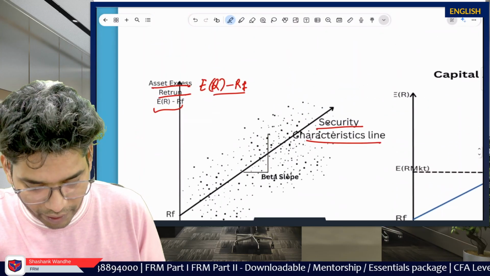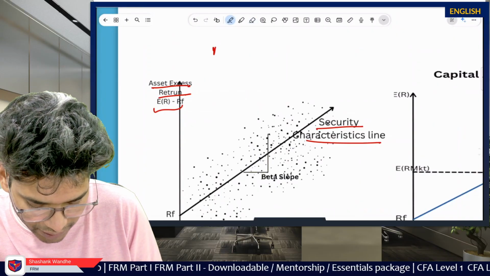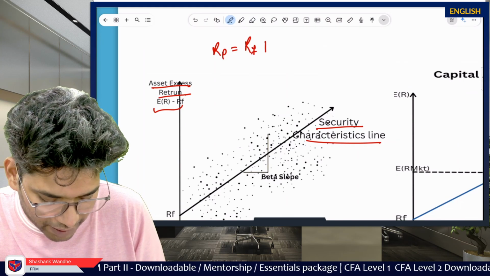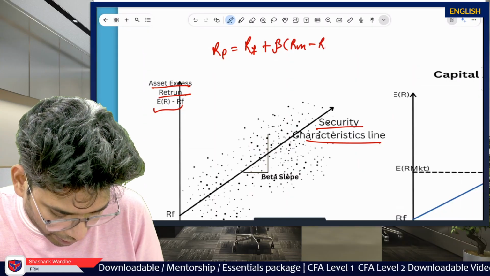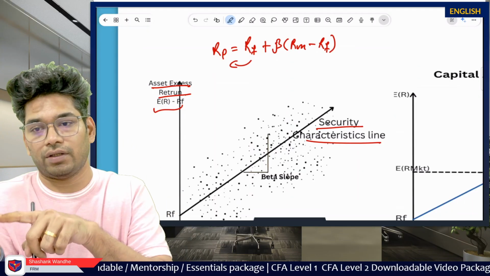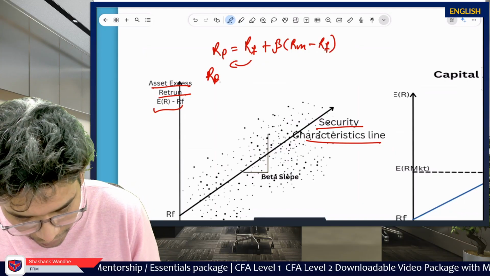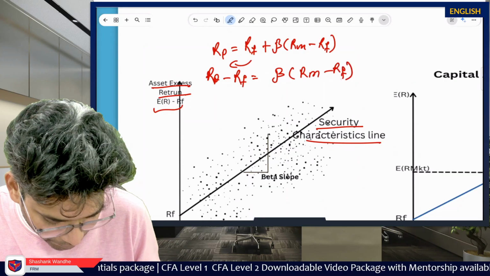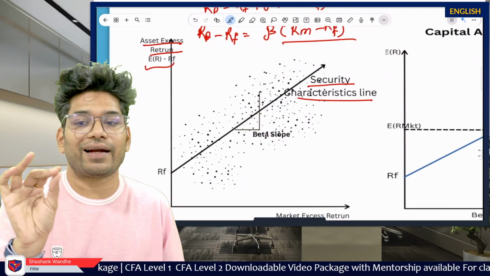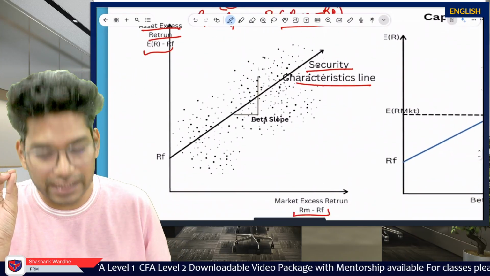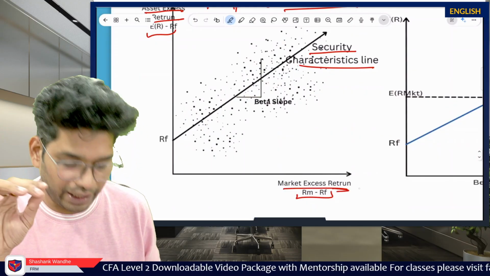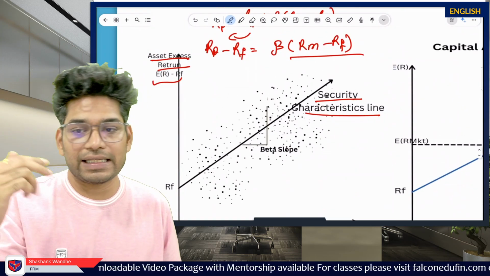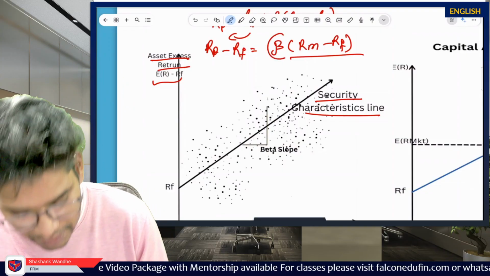Okay. And what is our equation? The CAPM equation is RP is equal to, I'm writing it as RP to simplify the writing, RF plus beta into RM minus RF. So what we did here, we simply moved RF from the RHS to the LHS. So RP minus RF is equal to beta into RM minus RF. So what is the meaning of the security characteristic line? It tells us if you increase the market excess return, your asset excess return will increase with the slope of beta. Here the slope is beta.